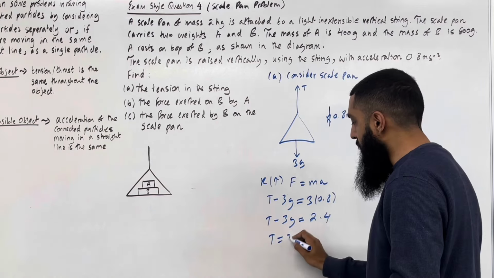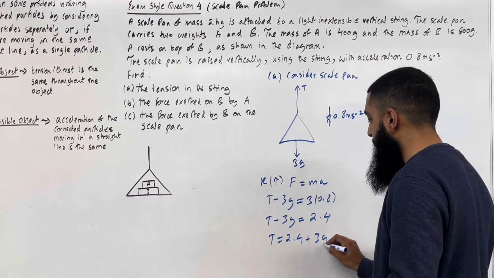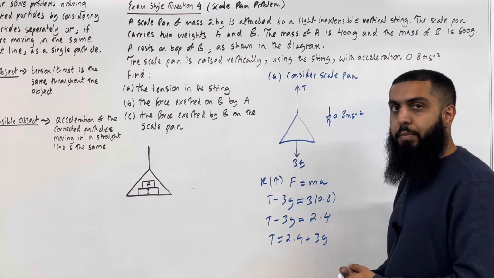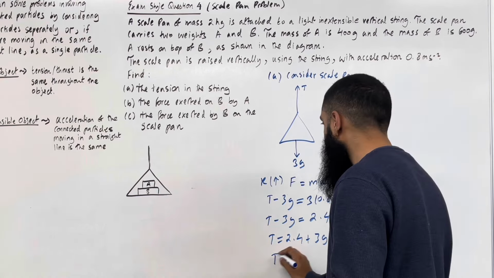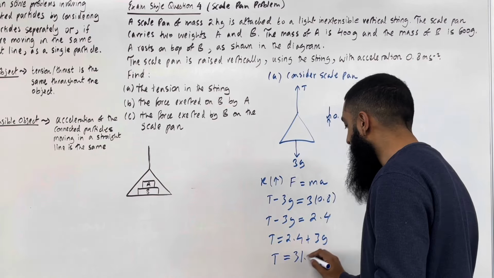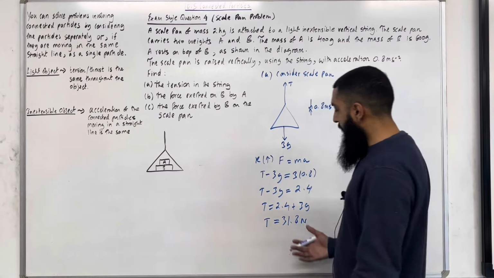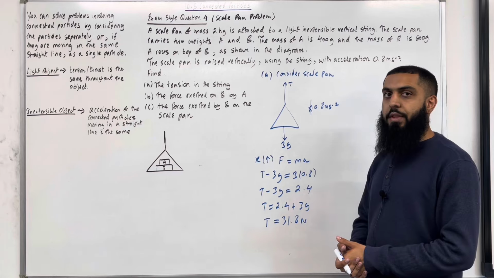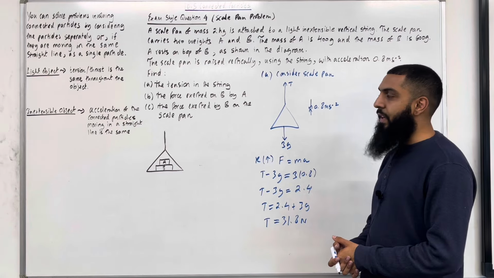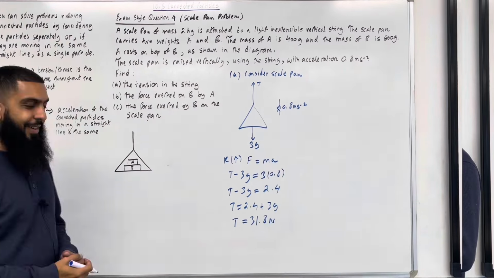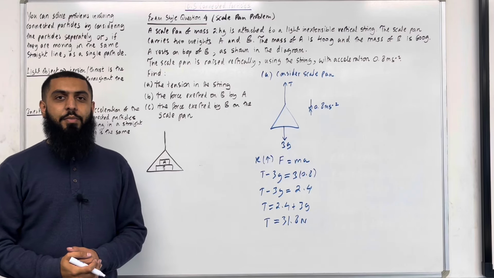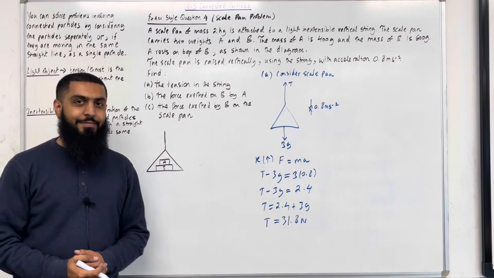Hence T is equal to 2.4 plus 3g. I can substitute g equal 9.8, and if I do this, I get T equal 31.8 newtons. That there, ladies and gents, is the tension in the string. And this completes part A of exam style question 4. Moving on to part B of exam style question 4.